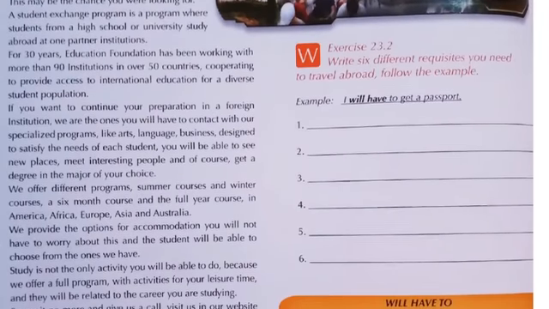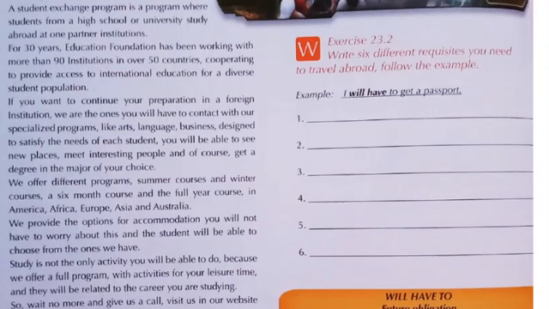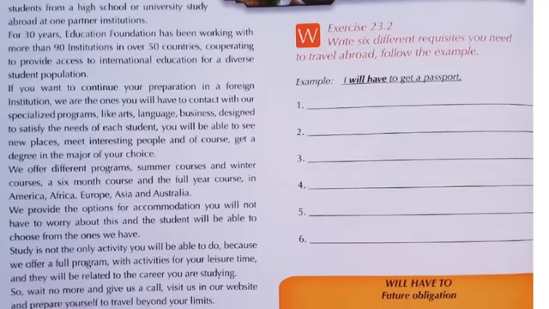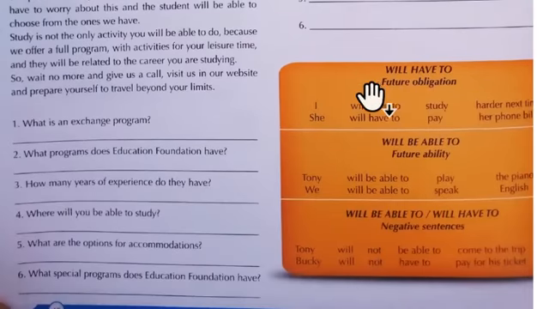Now, the next activity, exercise 23.2: write 6 requisites you need to travel abroad. Follow the example. Okay, we have, for example, I will have to get a passport. The idea is you have to write 6 things that you have to do if you want to travel abroad. Now, don't forget that we're talking about obligations or abilities in the future. For example, she will have to study harder, and next time she will have to pay for her phone bill. Or abilities: Tony will be able to play the piano and will be able to speak English.